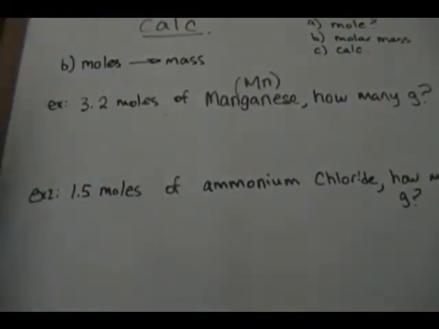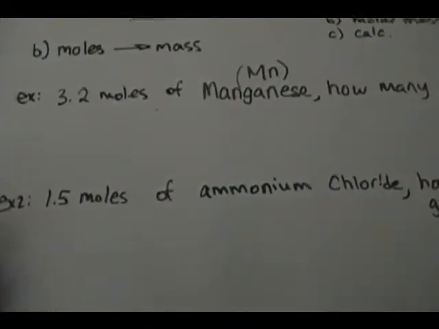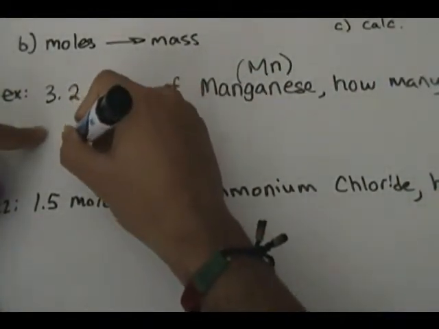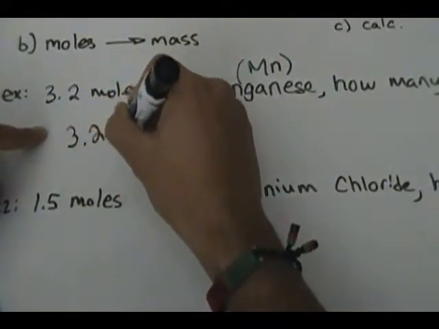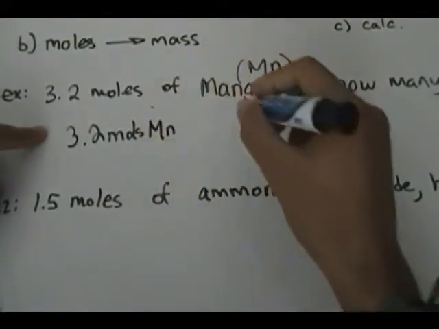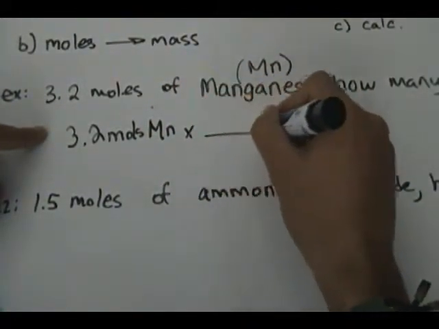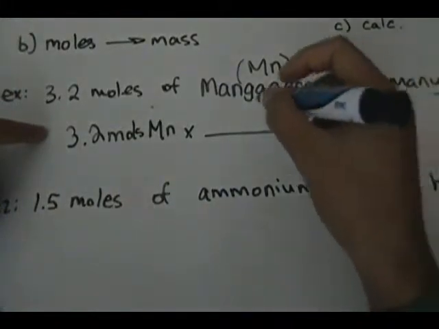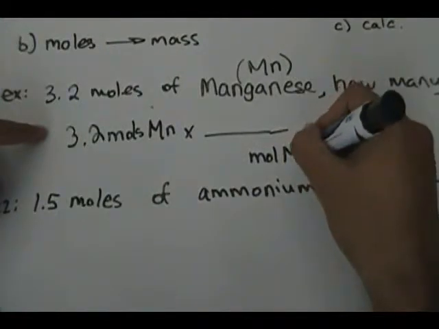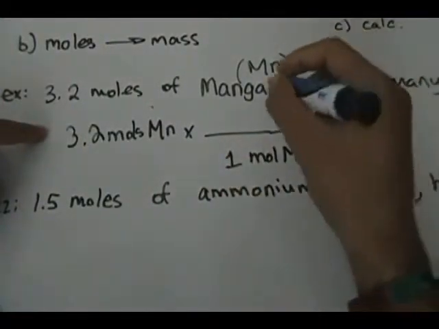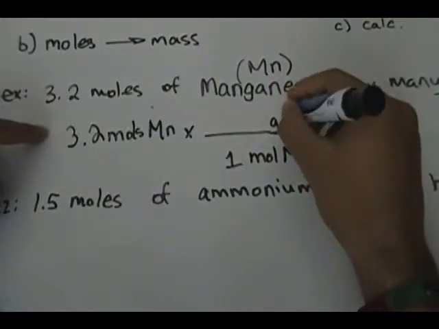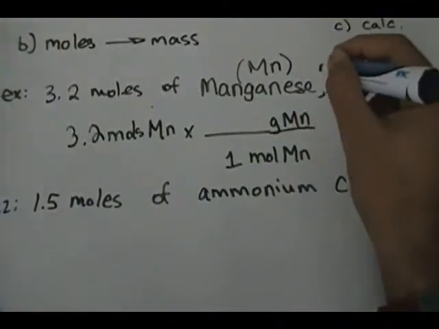Okay, and in this case, the general way of doing this, zooming in just a little bit, we're going to put the given amount of moles. So we have 3.2 moles of Mn. We're going to multiply it by the molar mass. That's the way we do this typically. Moles of manganese is going to be on the bottom, right? And then we're going to have the grams of manganese, which is determined from the periodic table, on top.